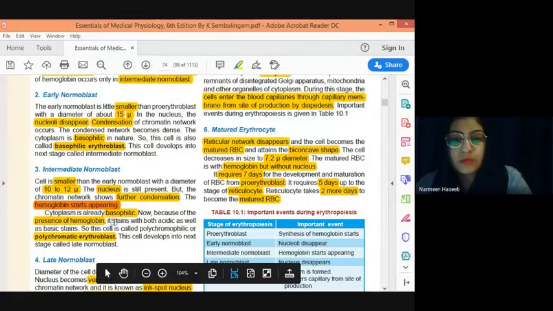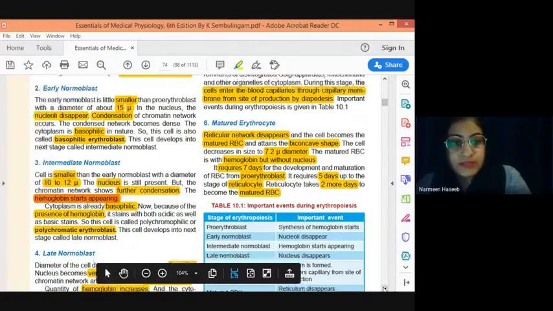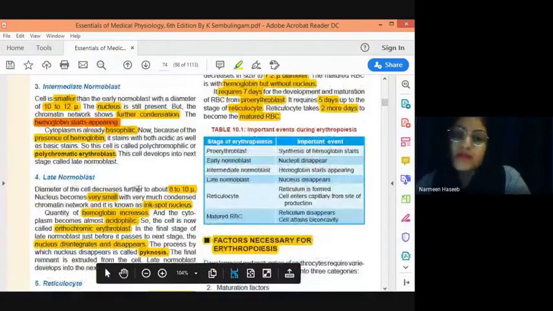The intermediate normoblast is acidic and basic as well. That's why it is known as polychromatic erythroblast. Then comes the late normoblast. The size of the late normoblast is 8 to 10 micrometers. So you see it has further condensed from the size of 10 to 12 to 8 to 10 micrometers.